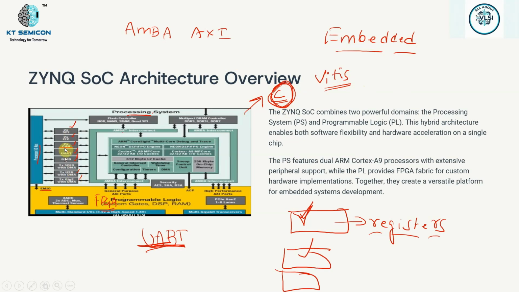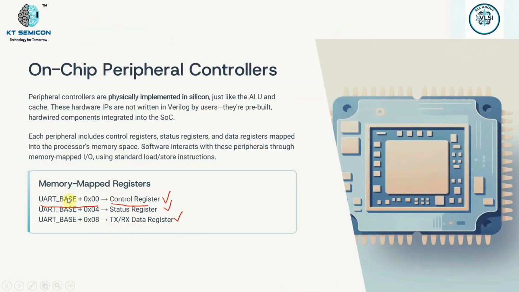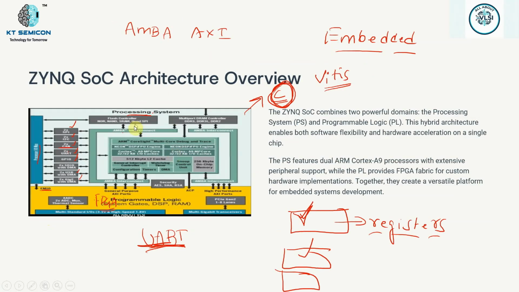Now how they communicate with these IPs is that each IP has a set of registers, and these registers are used for configurability. If you want to access a particular register, you need to provide the address corresponding to that register. If you want to communicate with the second register, you need to provide the address for the second register. If you provide the base address plus an offset address, you communicate with the control register, and with base plus another offset address you communicate with the status register. Like this, you establish the connection between the processing system and these registers.